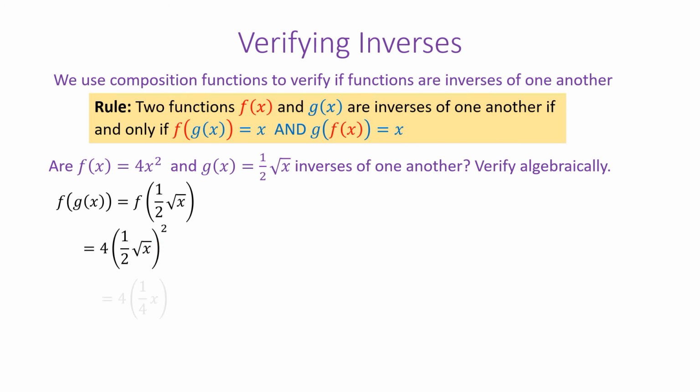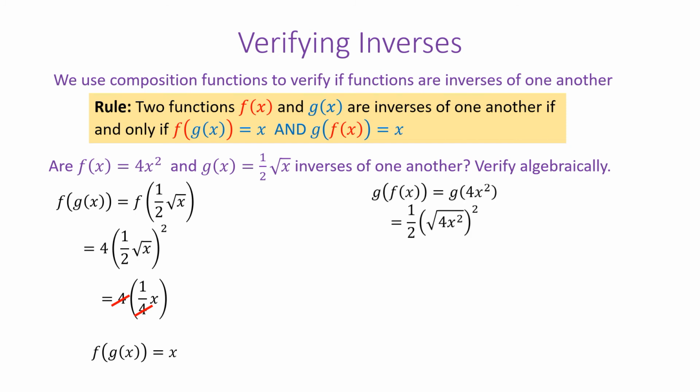So let's look at that. We get 4 times 1/4 x. All right, 4's cancel, right? 4 over 1 times 1 over 4 is just 1. So we get x. So f of g of x equals x. We're halfway there. Don't stop here and say, yeah, they're inverses. You got to check the other one.